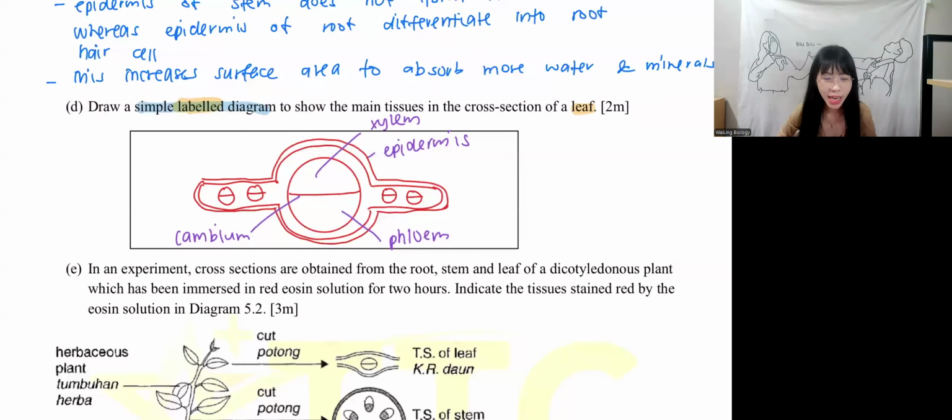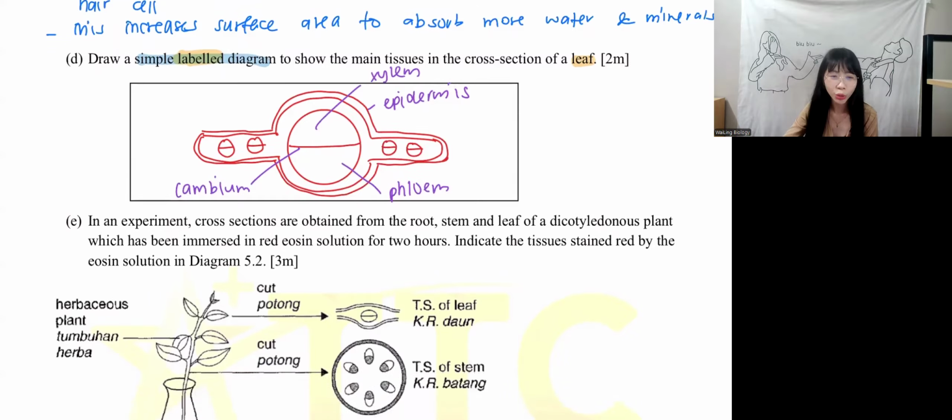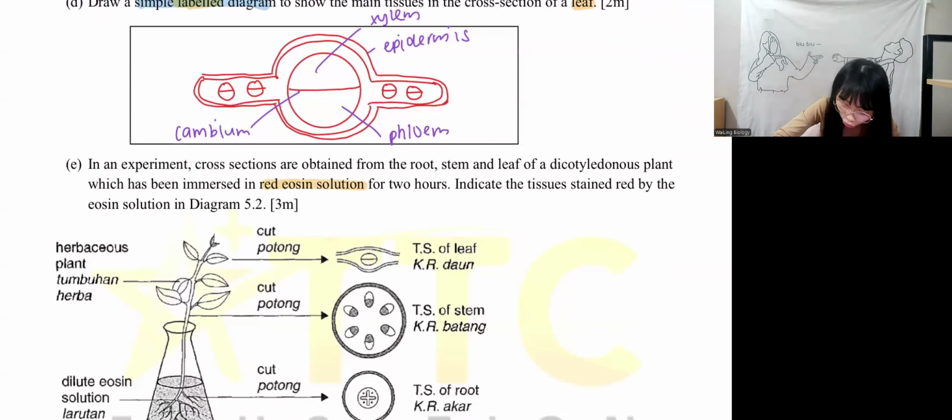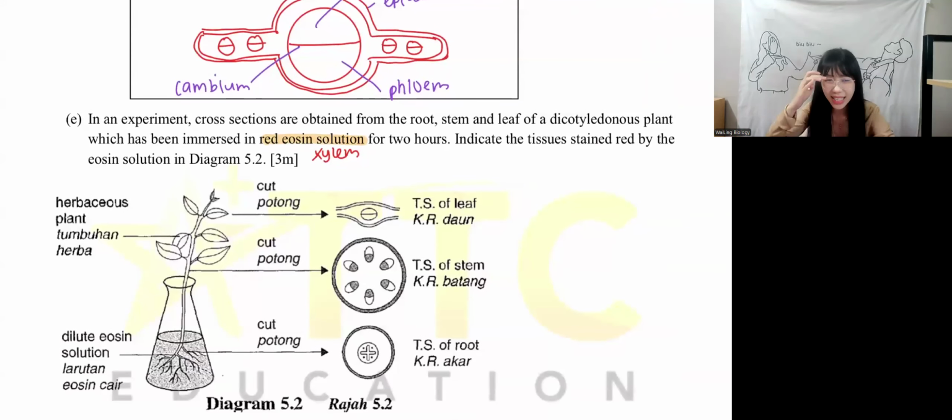In an experiment, cross-sections are obtained from the root, stem, and leaf of a dicotyledonous plant, which has been immersed in red Eosin solution for 2 hours. Indicate the tissue stained red by Eosin solution in 5.2. It says red Eosin solution. What color, it doesn't matter. The most important thing is the word solution. If it's a solution, it means it is transported by xylem or phloem. Correct, it will be transported by xylem. It's a solution, a liquid form. We have to indicate the tissue that's stained red by the solution. So the leaf, which part is the xylem?